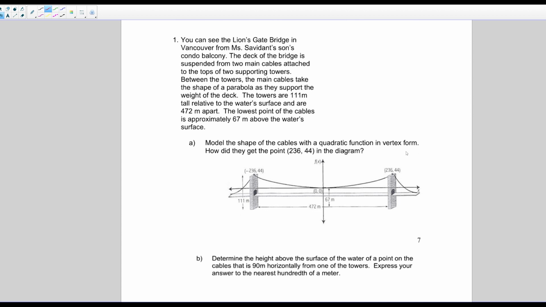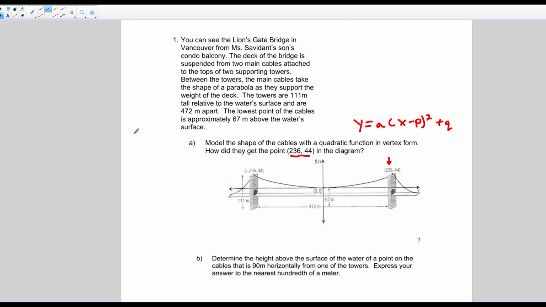The first thing that we want to do is to model the shape of the cables with a quadratic function in vertex form. Remember, vertex form is simply y is equal to a times (x minus p) squared plus q. We want to figure out how they end up with this 236, 44 x and y value right here.